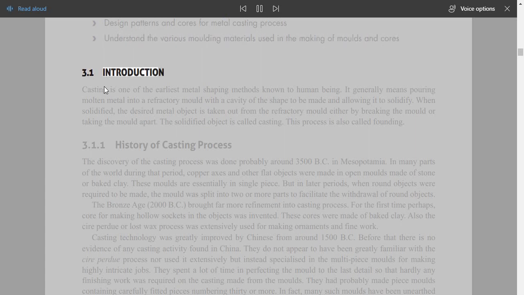3.1 Introduction. Casting is one of the earliest metal shaping methods known to human beings. It generally means pouring molten metal into a refractory mold with a cavity of the shape to be made and allow it to solidify. When solidified, the desired metal object is taken out from the refractory mold either by breaking the mold or taking the mold apart. The solidified object is called casting. This process is also called founding.